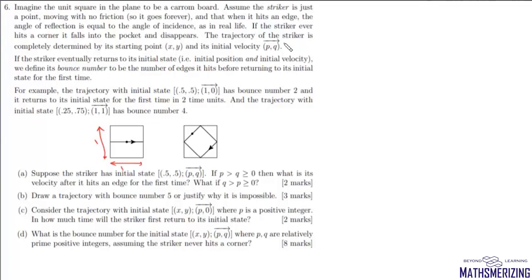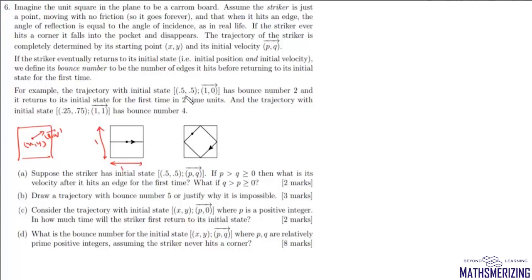The trajectory of the striker is completely determined by its starting point x, y. So suppose we have any striker, then the trajectory is determined by this point, which is x comma y, and also its initial velocity, which is p, q. So p is in the horizontal direction and q is in the vertical direction. If the striker eventually returns to its initial state, we define its bounce number to be the number of edges it hits before returning to the initial state for the first time.